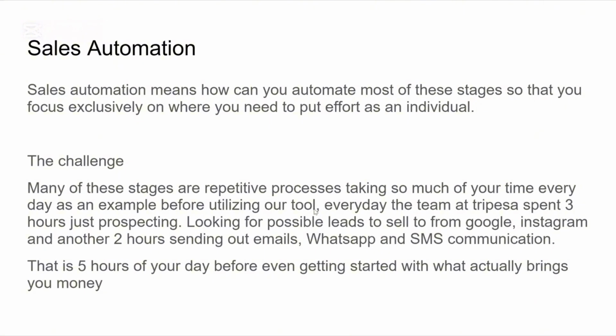Now, what sales automation means is simply looking at this process and automating most of these stages of the selling process. The more of these stages you can automate, the more time you will spend on the things that matter to you the most. Keep in mind that we've talked about each and every one of these 7 stages, but each of them takes a lot of time.